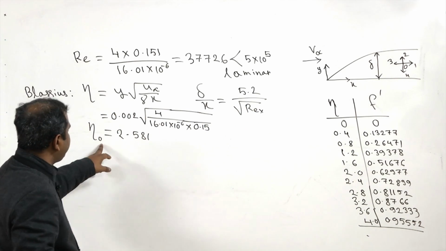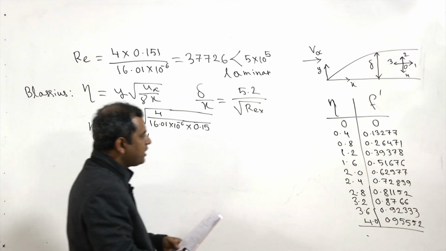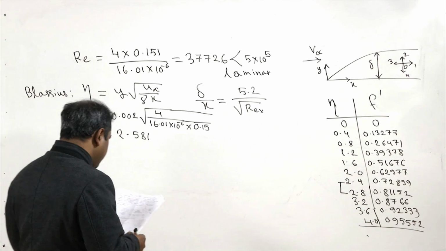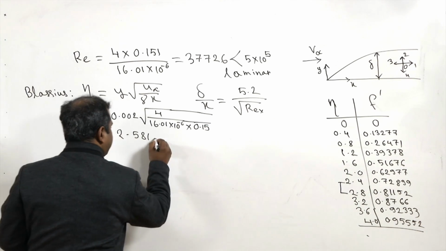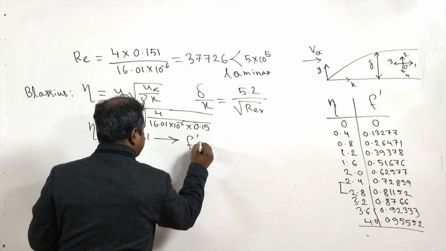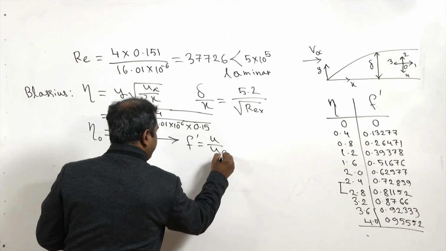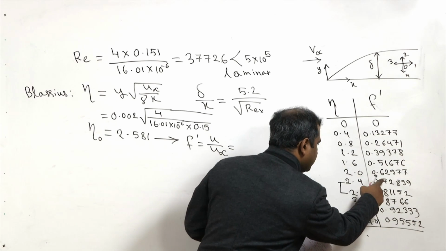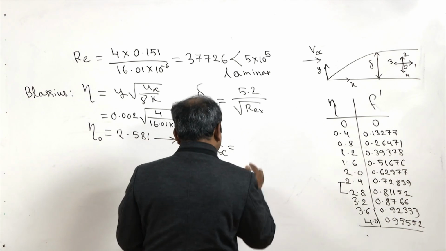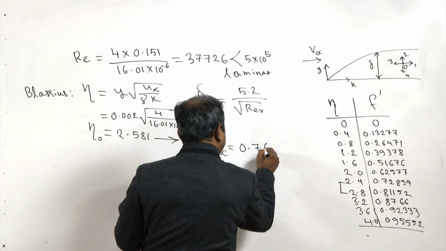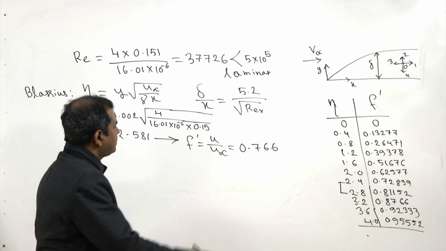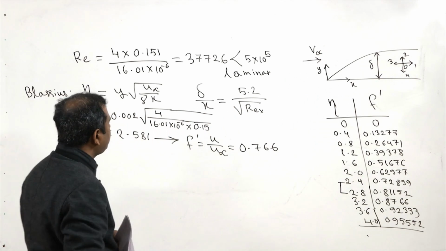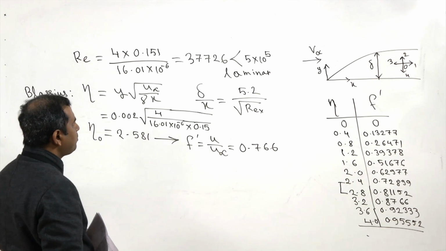So, you see our eta value at 0 is 2.581, which lies in between these two. If we do a little bit of interpolation, then we will find this f dashed at this eta, which is nothing but u by u infinity, and if you do the interpolation between these two, you will get 0.766. And now, u infinity or v infinity, those are the same actually. That is known to us, which is nothing but 4 meter per second.